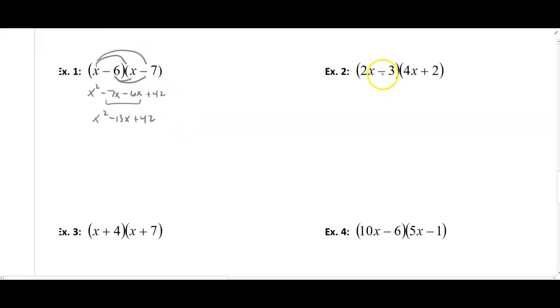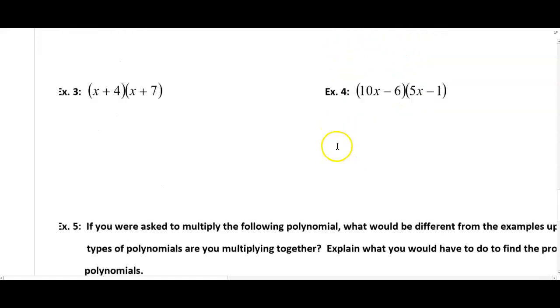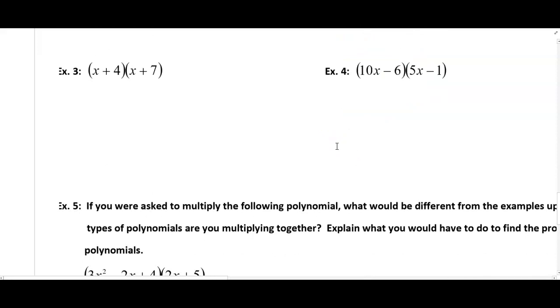Okay? Now the next one, 2x times 4x is 8x squared. 2x times 2 is 4x. Negative 3 times 4x is minus 12x. Negative 3 times 2 is minus 6. Combine like terms, I get 8x squared minus 8x minus 6. Do me a favor, try the next two on your own and check your answers.